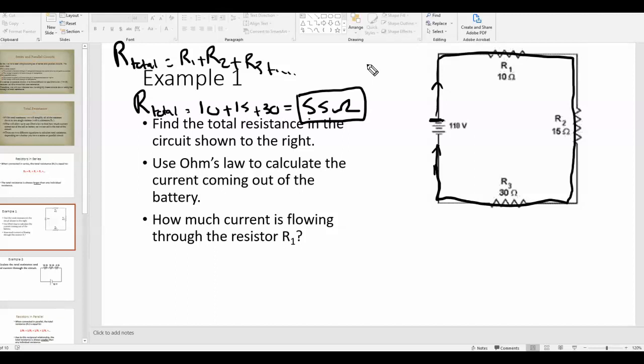Now, what does that mean? So basically what that means is that I can simplify my complicated circuit down to something that looks like this.